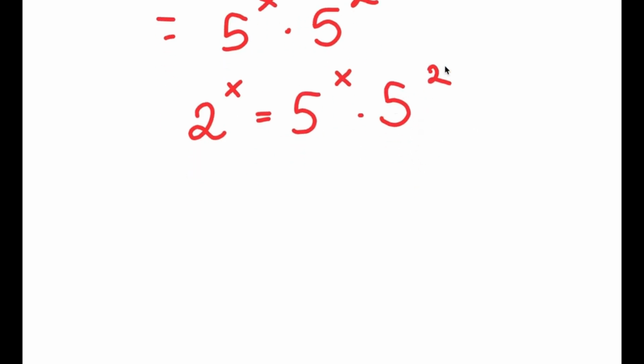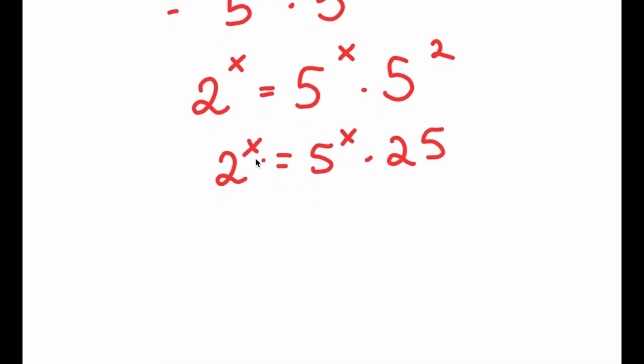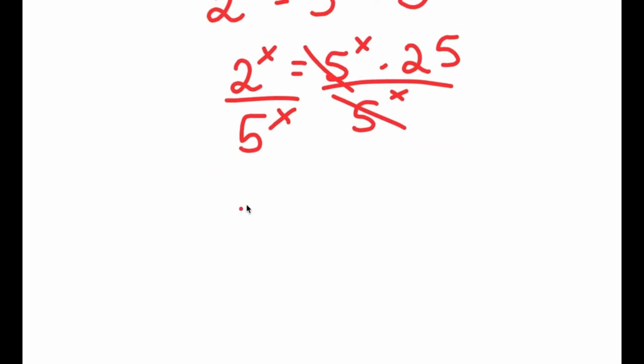And now 5 to the power of 2, we all know that's 25. So now I have 2 to the power of x is equal to 5 to the power of x times 25. Now, we want both of these x's to be together. So to do that, I'm going to have to move 5 to the power of x to my left-hand side. And to do that, I have to divide both sides by 5 to the power of x. So then these two cancel out, and I get 2 to the power of x over 5 to the power of x is equal to 25.